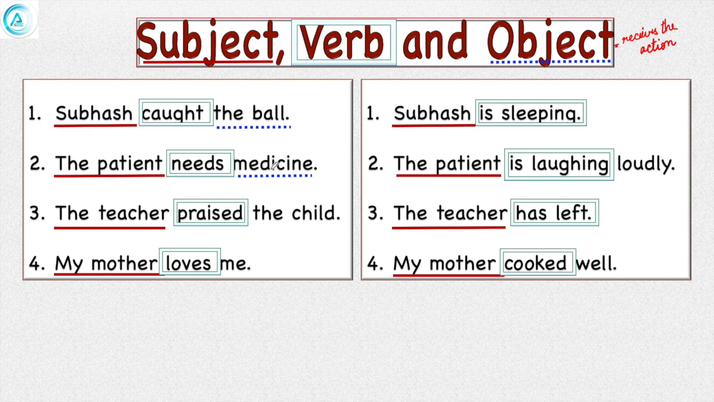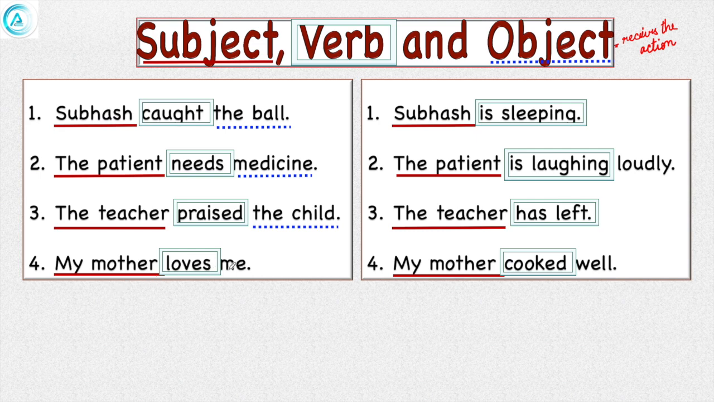The patient needs medicine. If we say the patient is laughing loudly, there is no object which is found affected. The patient is the only person who is laughing loudly. There is no person or thing which is getting affected by the action of the patient. In "The teacher praised the child," the child is getting affected, the child is receiving the action, and the child is a person on whom the action is done. But in the sentence "The teacher has left," there is no object.